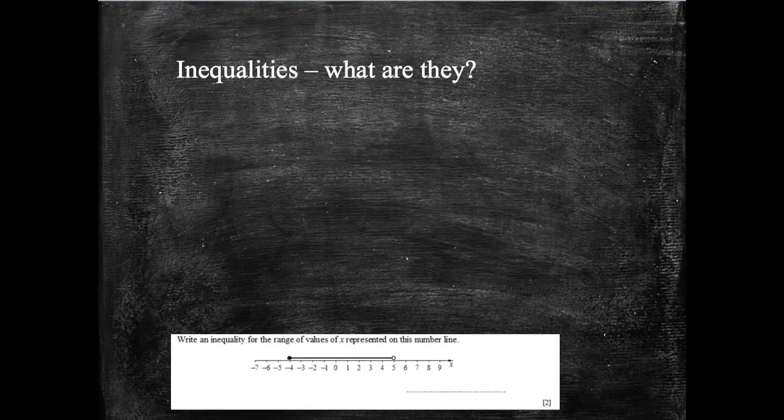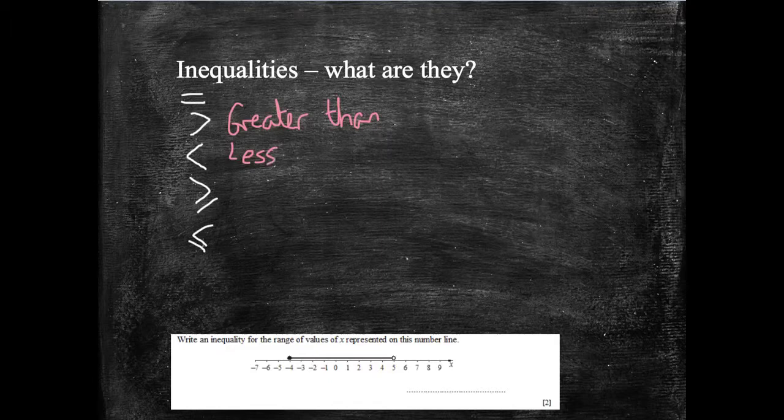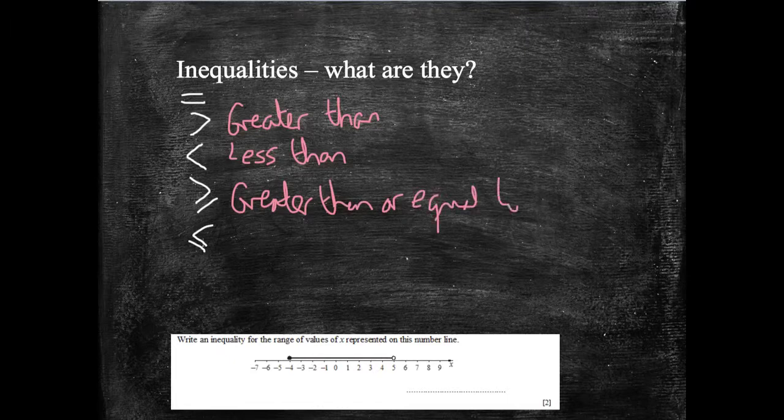Okay, so as a quick reminder, when we're talking about inequalities, rather than seeing an equal sign, we're looking at things that mean greater than, less than, greater than or equal to, or less than or equal to. If you're not sure which way round these go, I'm going to make a quick note here, and again you can make revision notes as we go through. This is greater than, this one is less than, greater than or equal to, and finally less than or equal to.